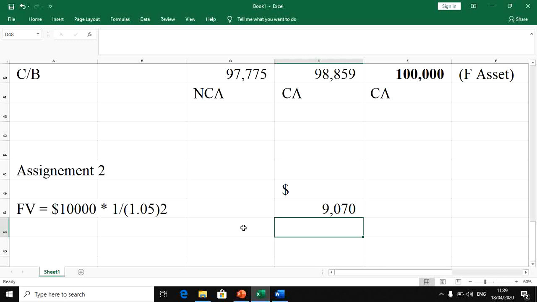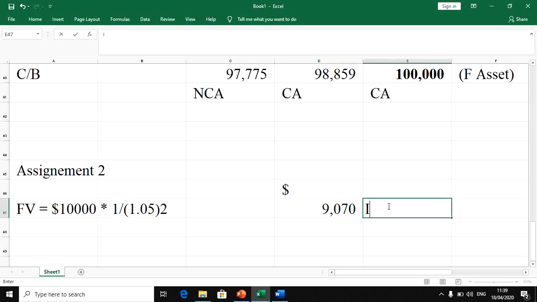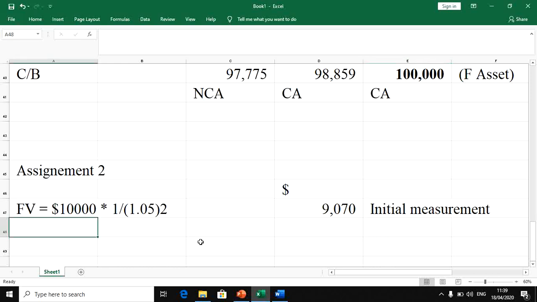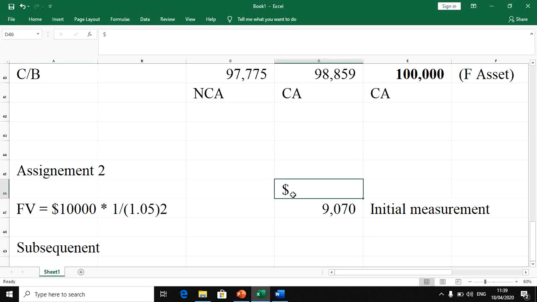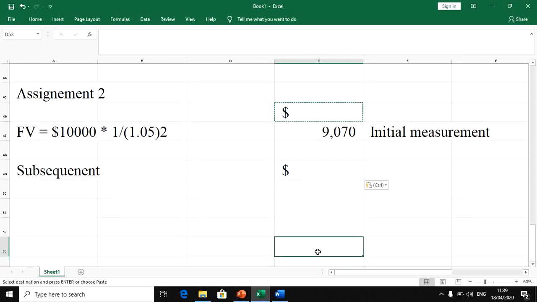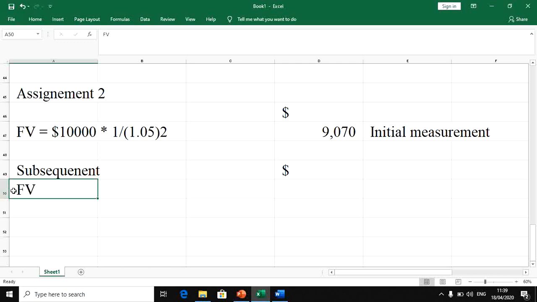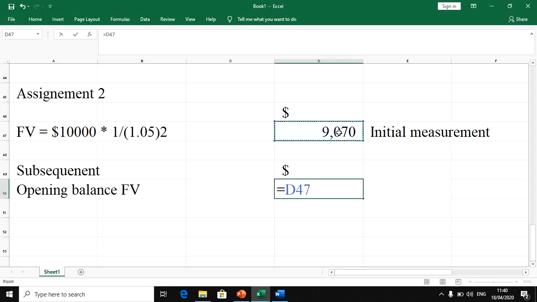The loan should subsequently be measured at amortized cost. So initially we will use fair value. This is called initial measurement. And then let's deal with subsequent measurements, after initial recognition. How do we go about measuring this particular instrument? We deal with the opening balance. In this case it will be the fair value that we've just calculated. Opening balance, that's the figure that you have.